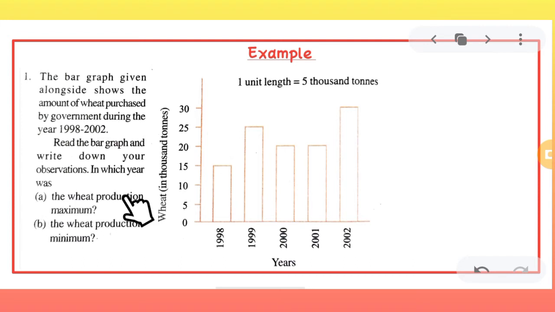Now, in which year was the wheat production maximum? Just look at the bars, and from the bars only you can see that this is the longest bar, the tallest bar. So that means in the year 2002 the wheat production was maximum. Similarly, the second question asks for the minimum wheat production. Again from the bars only you can see that this is the smallest bar, that means 1998 has the least wheat production. Understood? Now let's see how to draw a bar graph.